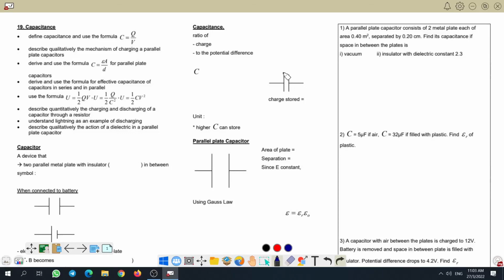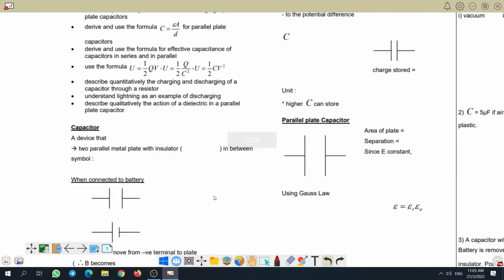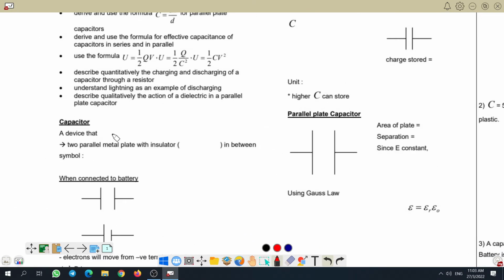Okay, apa itu kapasitor? Kapasitor a device that, berbanding dengan sebelum ini kita buat wire itu panggil konduktor. Konduktor charge boleh flow kan. Ini pula a device yang ada kaitan juga dengan charge, tapi dia menyimpan. Stores charge. Menyimpan charge.